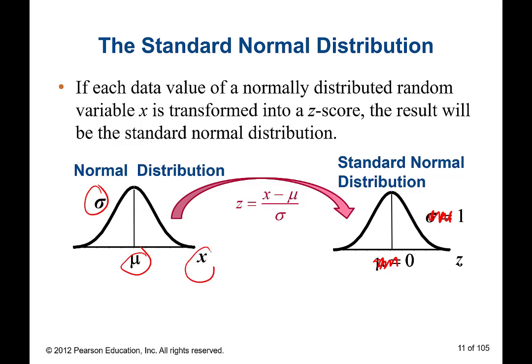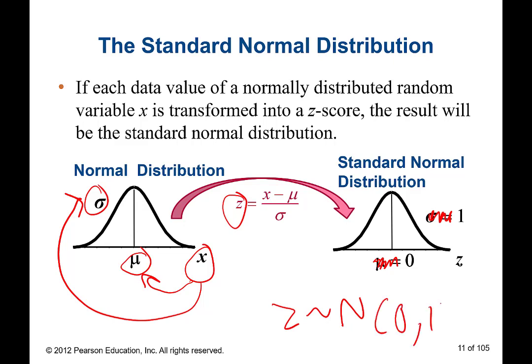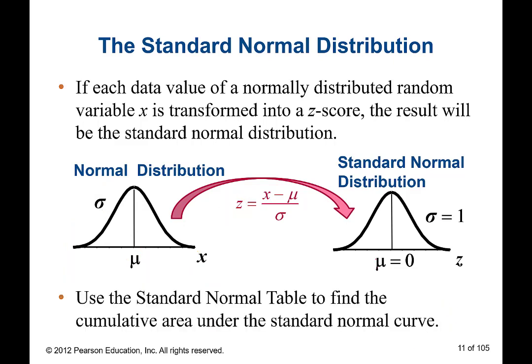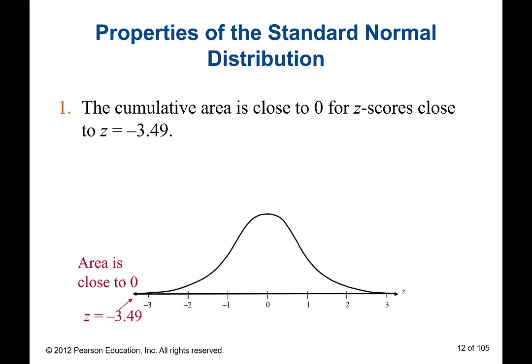The idea is that you have a random variable x following a normal distribution with a mean mu and a standard deviation sigma. Then you create z by taking (x minus mu) divided by sigma, and that z is now distributed normally with mean 0 and standard deviation 1. What this means is that we can use the standard normal table to find the cumulative area under the standard normal curve, and we can translate back and know the area for any normal distribution.